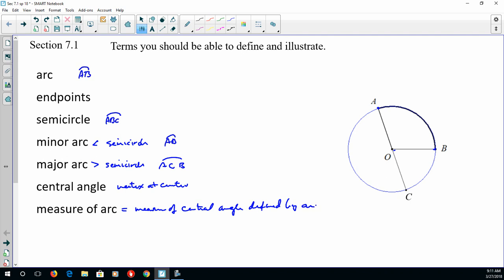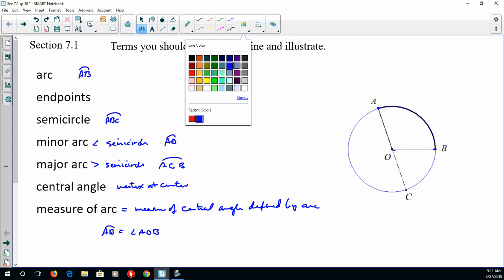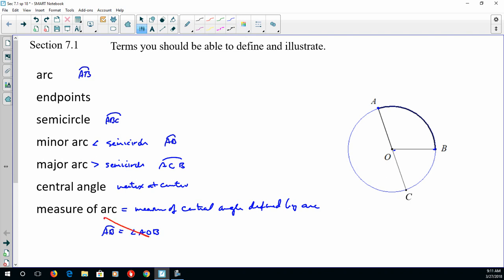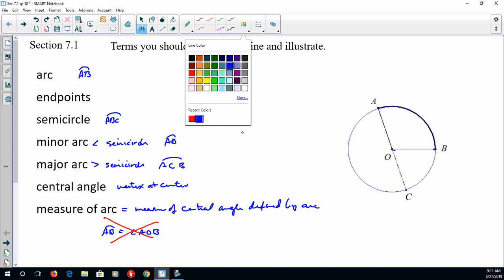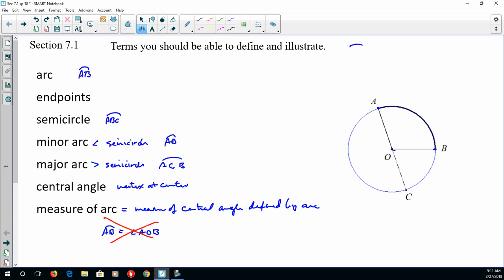Now the book uses notation which I don't like, because they'll do something like, say, AB equals angle AOB. Okay, well, I hate that. I think that's just awful. I'm sorry they use it. If you use that notation, I'll write something nasty on your paper, but I won't take off for it because the author does. But you really shouldn't, because the arc, this is an arc.